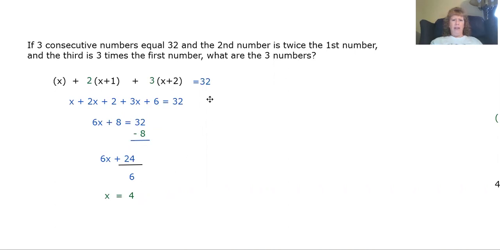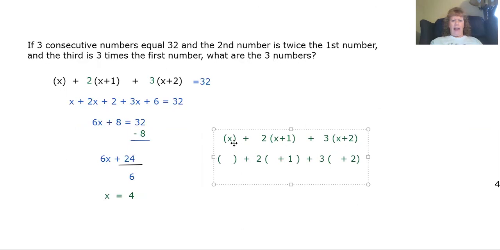So now we need to go back and find the 3 numbers. And although they're going to be consecutive, they're going to be a little bit different this time because we had twice and 3 times. So I've written that part over, that we had x and 2 times x and 3 times x. So now I'm going to put in the number 4 for each one of the x's in the problem. So if I stick a 4 in for each one of those, that will give me the 3 numbers that I'm looking for the answer.